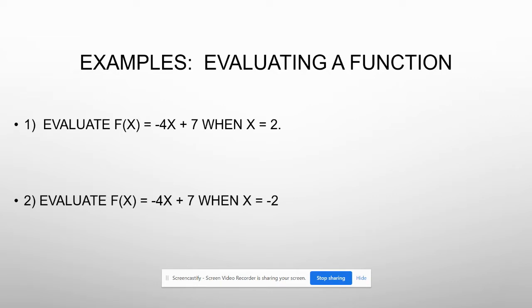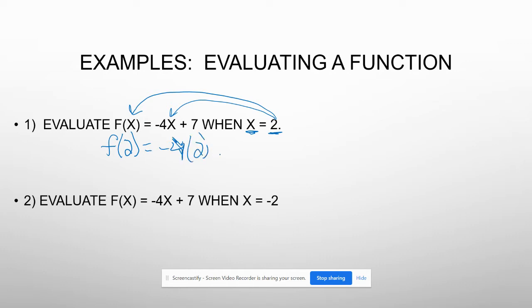Evaluate f of x when x is equal to 2. So they're saying x is 2, which means this x becomes 2 and that x becomes 2. So f of 2 is negative 4 times 2 plus 7. Now we follow PEMDAS. We do our multiplying first. Negative 4 times 2 is negative 8. Then negative 8 plus 7 is negative 1. So the answer to f of 2 is negative 1.